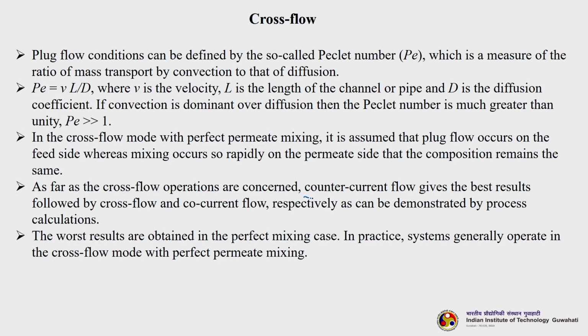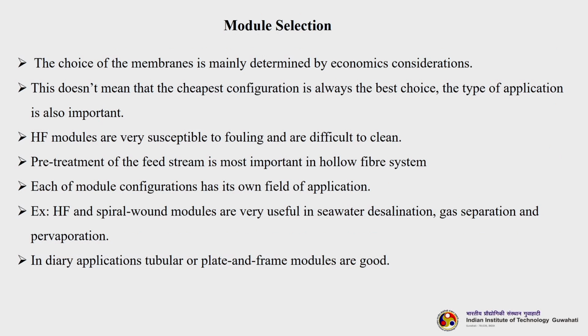Okay. So, the concentration or the composition of the permeate mostly remains the same. And as far as cross flow operations are concerned, counter current flow always gives the best results, followed by the cross flow and co-current flow. However, the worst results are given by perfect mixing. In general, perfect mixing is done using a permeate recirculation. That is why it is called perfect permeate mixing. So, the permeate is getting mixed continuously.